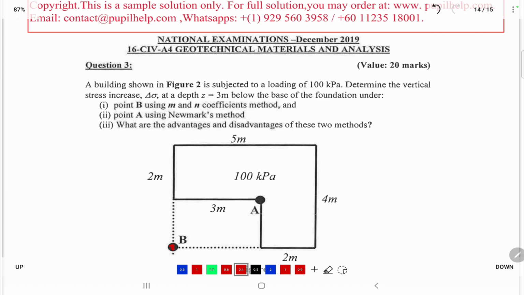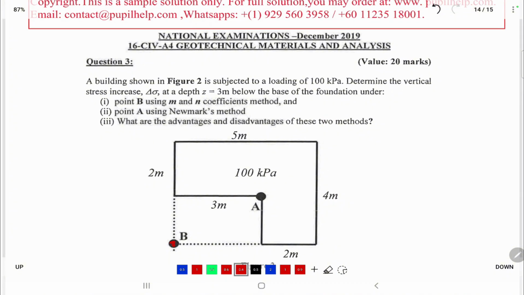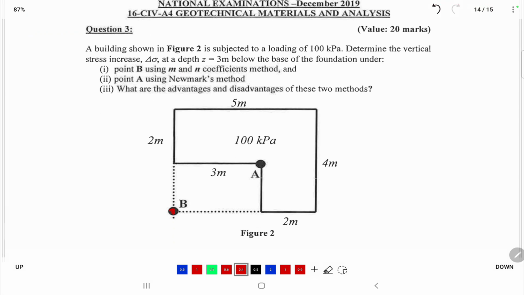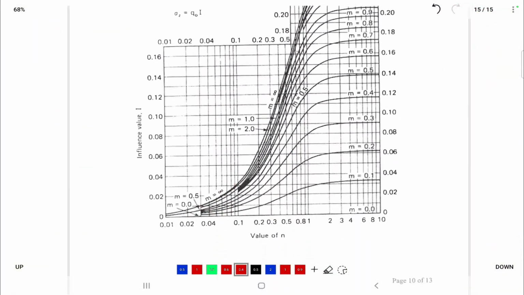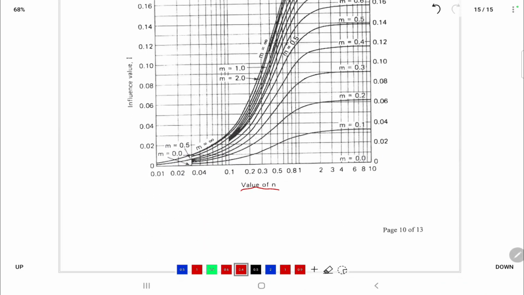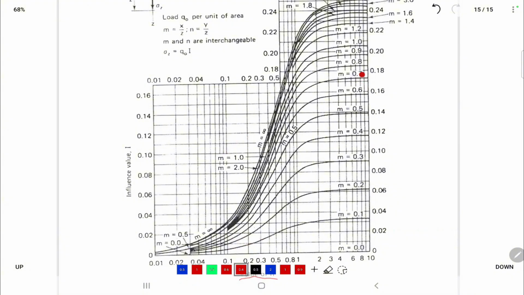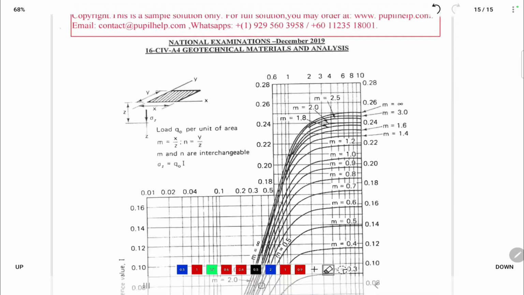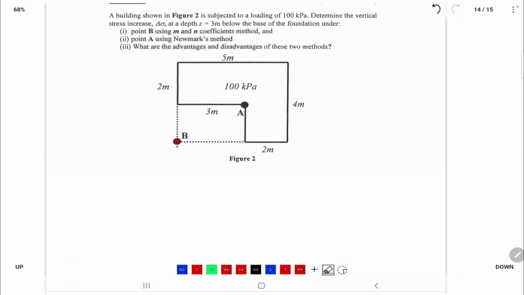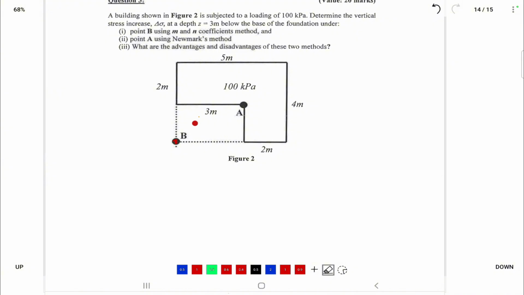So he asks to compute the stress increase under point B using the M and N coefficient method. For this method, we have this chart. This is the chart for M and N. So it is called the M-N method. Now, what is the meaning of this? How can I solve it? For this method, the point must be under the corner.